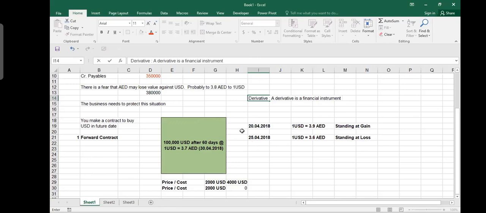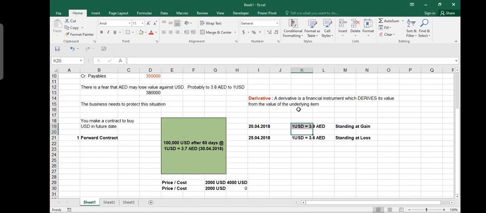And you see, it is a financial instrument because there's a promise to pay. There is an obligation to pay and a right to receive. It is a financial instrument which derives its value from the value of the underlying item. So derivative means a financial instrument whose value depends on the value of the underlying item. In our case, the underlying item is USD.